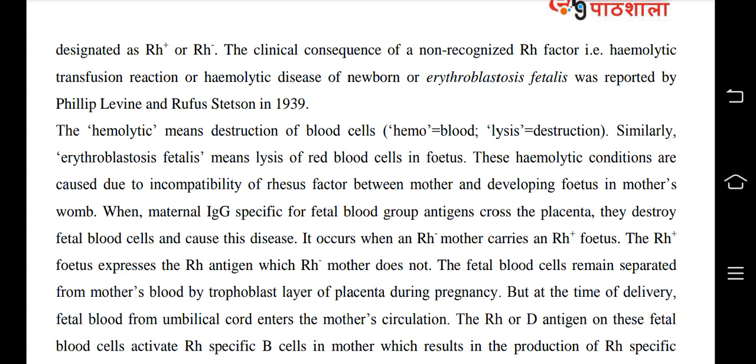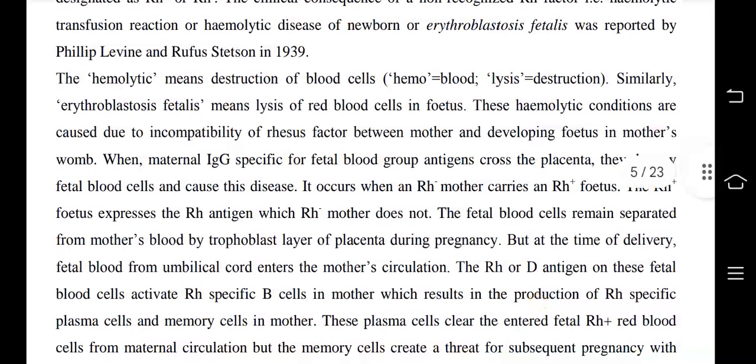The Rh positive fetus expresses the Rh antigen, which the Rh negative mother does not. The fetal blood cells remain separated from the mother's blood by the trophoblast layers of the placenta during pregnancy, but at the time of delivery, fetal blood from the umbilical cord enters the mother's circulation. The Rh or D antigen on these fetal blood cells activates Rh specific B cells in the mother, which results in the production of Rh specific plasma cells and memory cells in the mother.